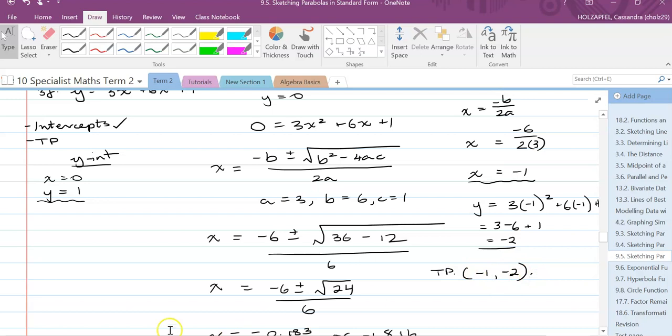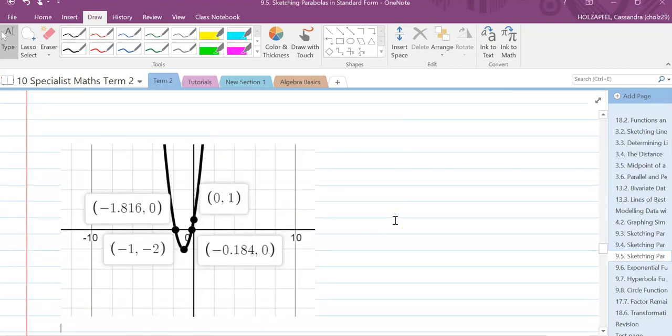So let's go ahead and sketch that. And again, I'll just do this using Desmos. And there we go. So we have our two x-intercepts. I think I had negative 1.83. That's all right, that's just probably a rounding error. I had my y-intercept at 0, 1. And I had my turning point at negative 1, negative 2.